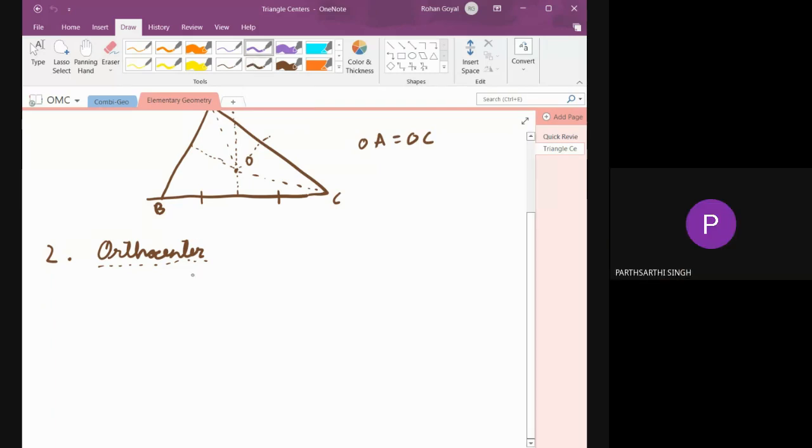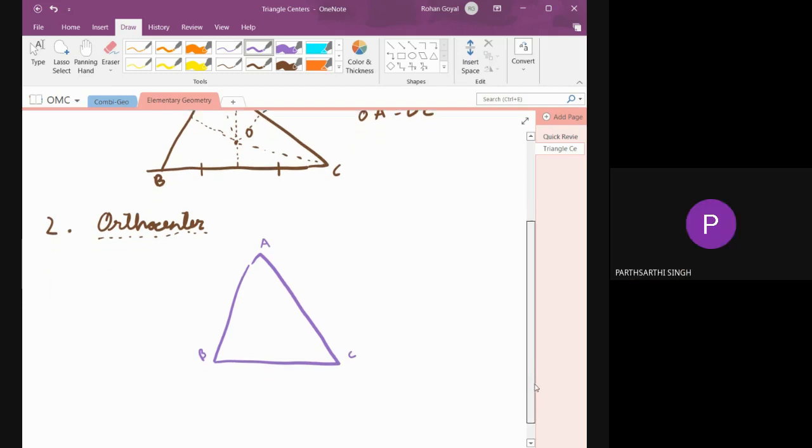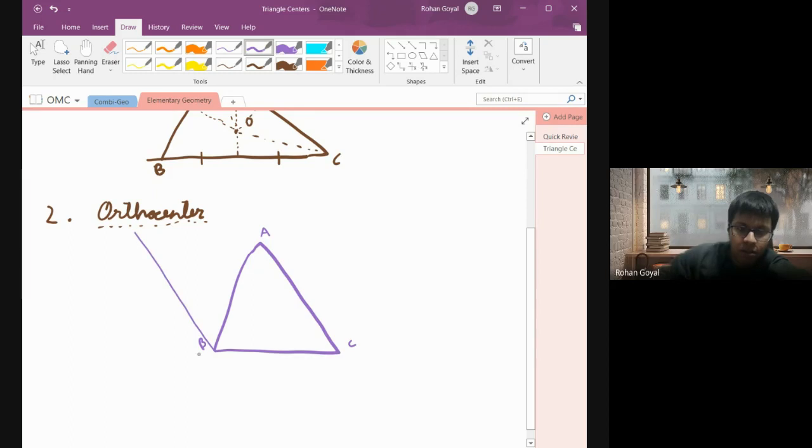Just draw a parallel line. Extend the sides such that they become parallel to the third side, and then there will be a parallelogram. Sorry, what do you extend? Each side, like from B you pass a parallel line to AC, and define all such points like this only. Very good.